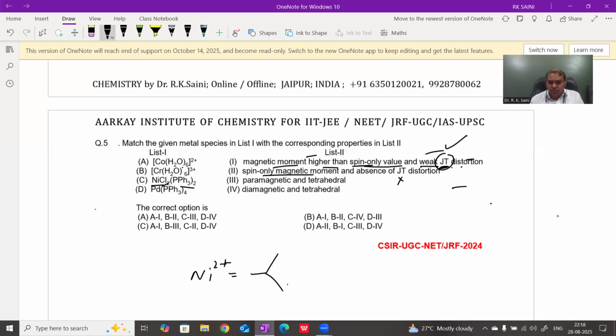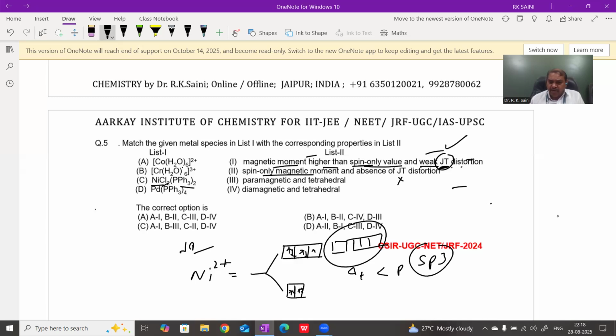In a tetrahedral complex, the E orbitals are downward and the T2 orbitals are upward. D8 electrons are filled according to Hund's rule, because all tetrahedral complexes are high spin, because the pairing energy is always greater than delta T. Therefore, electrons are filled 1, 1, then 3, 4, and then pairing. Hence it contains 2 unpaired electrons. Therefore, it is tetrahedral and paramagnetic.